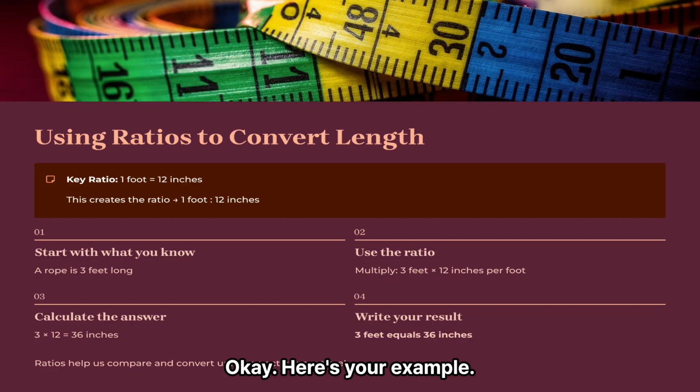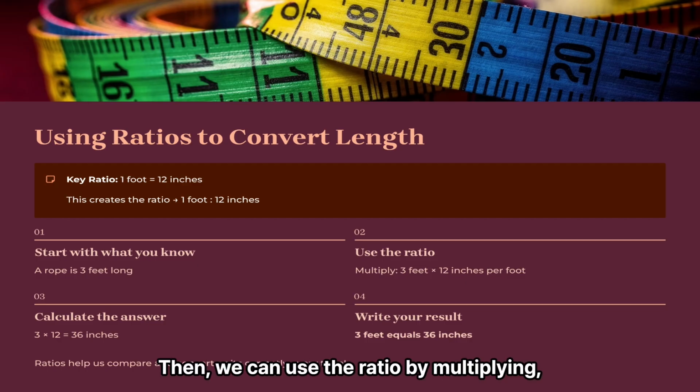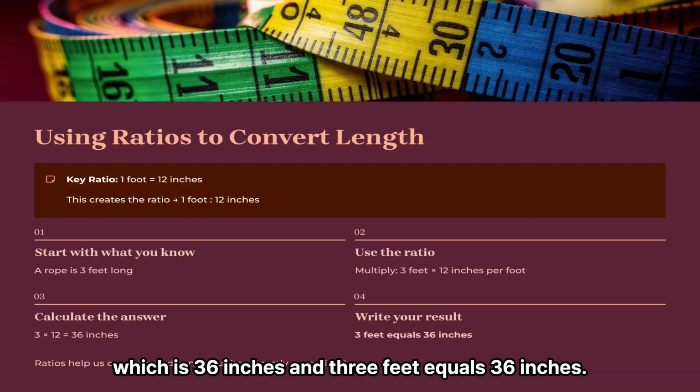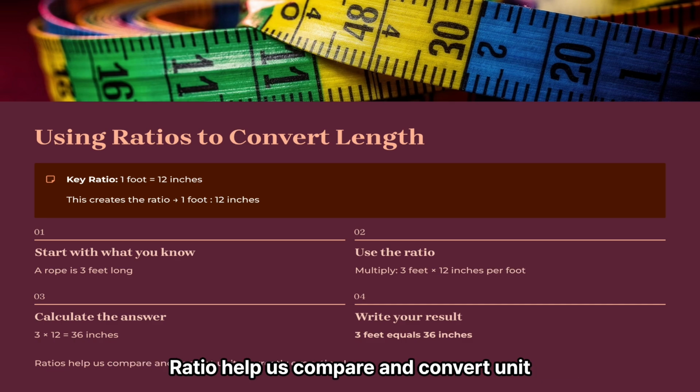Okay, here's an example. Let's start with what you know. A loaf is 3 feet long. Then we can use the ratio by multiplying 3 feet times 12 inches per foot, which is 36 inches. And 3 feet equals 36 inches. Ratio helps us compare and convert units correctly every time.